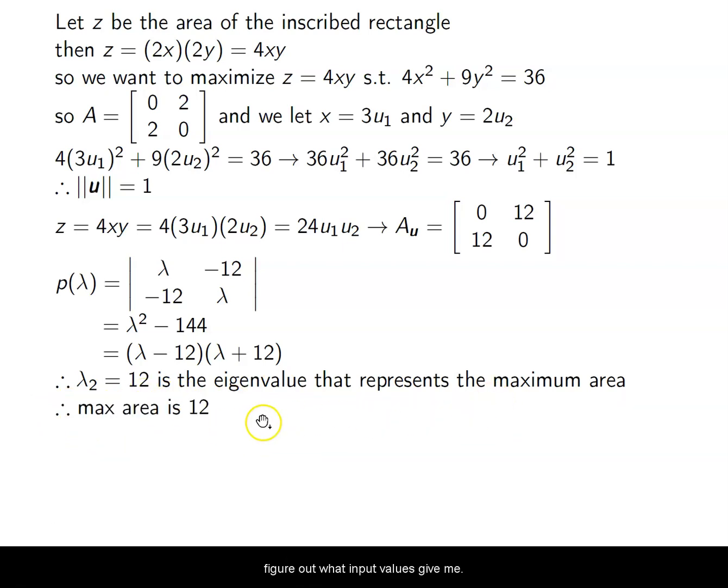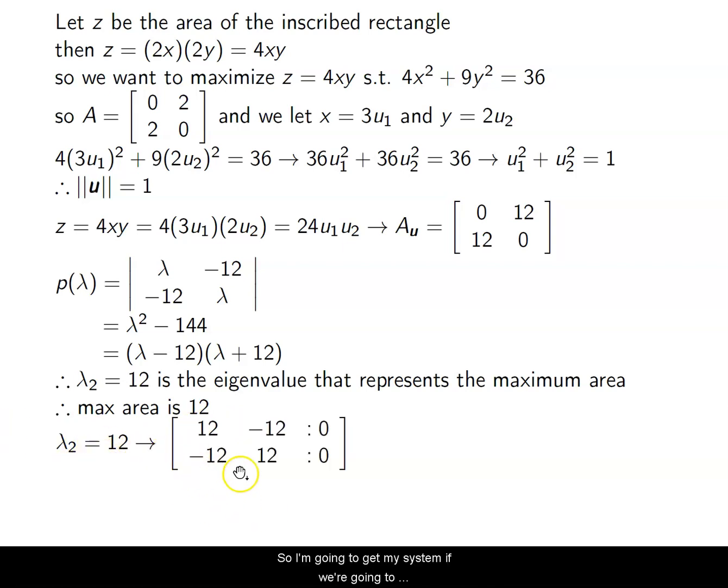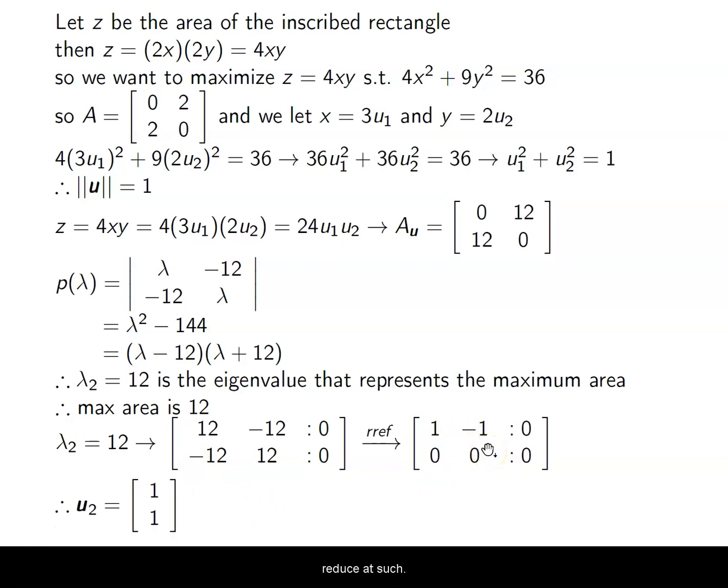And I need to figure out what input values give me the maximum area of 12 for my x and my y, right? So I'm going to find my eigenvectors here, okay? So my system is going to reduce as such. This is going to be my u2, 1, 1, right? Because I got u1 equals u2. I need to normalize that, okay? And then now that I've normalized it, I can make my substitution, right?